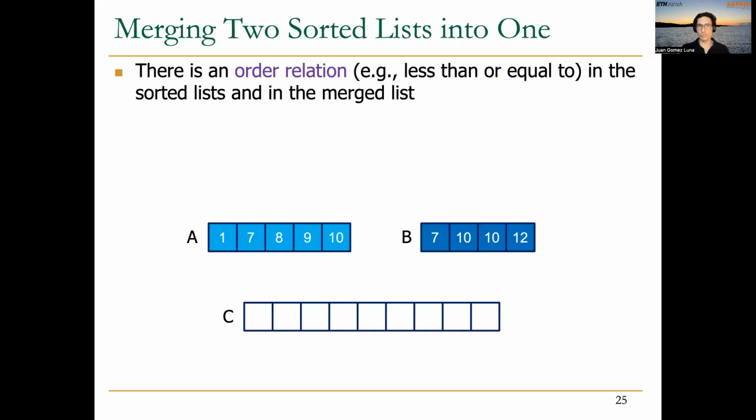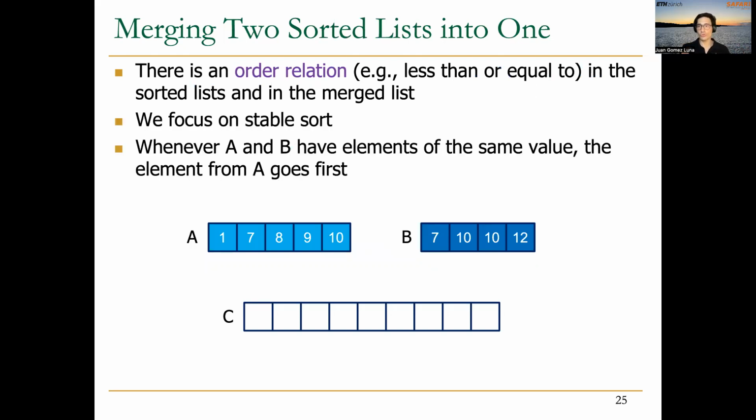We are going to start with an example, merging two sorted lists into one, and we assume that there is an order relation, which is less than or equal to, in the sorted lists and in the merged list. The sorted lists are A and B. The output merged list will be C. We are going to focus on stable merge, and whenever the elements of A and B have the same value, the element of A goes first. So, for example, if these two are the same, that 7 of A will go first, or these two, the element of A will go first.